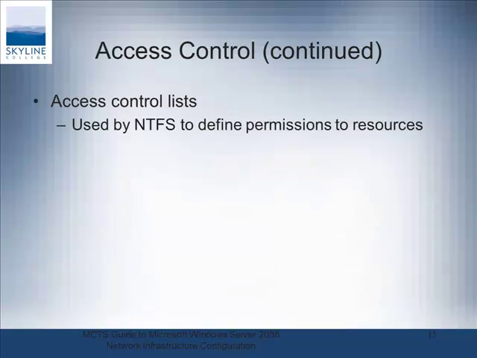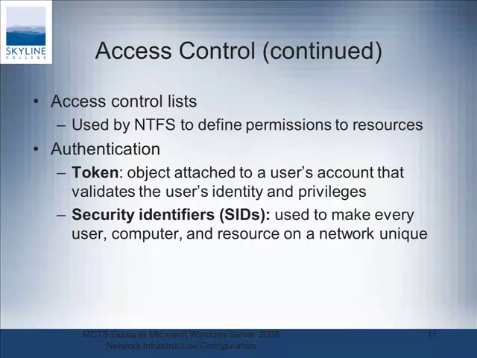Access control lists are used by NTFS to define permissions to a resource. An access control list is just a list of the users that can get there. When we looked at those permissions on that folder, and it started out with administrators and all that stuff, that's an access control list. The access control entries are the users that are in that list. Administrators would be an ACE, an access control entry. The list is all the users that are on it.